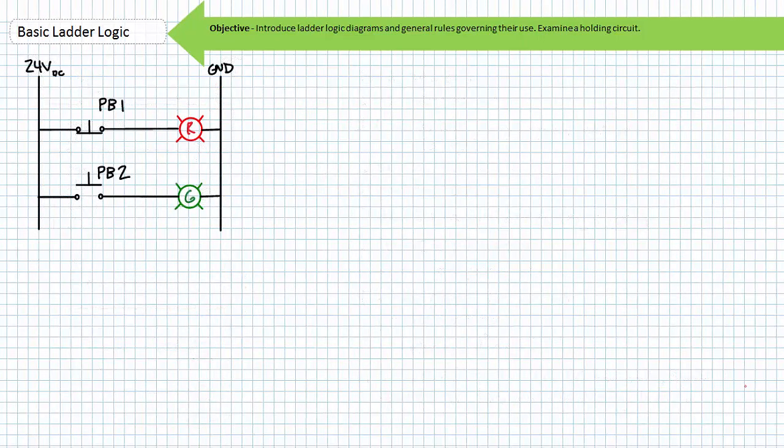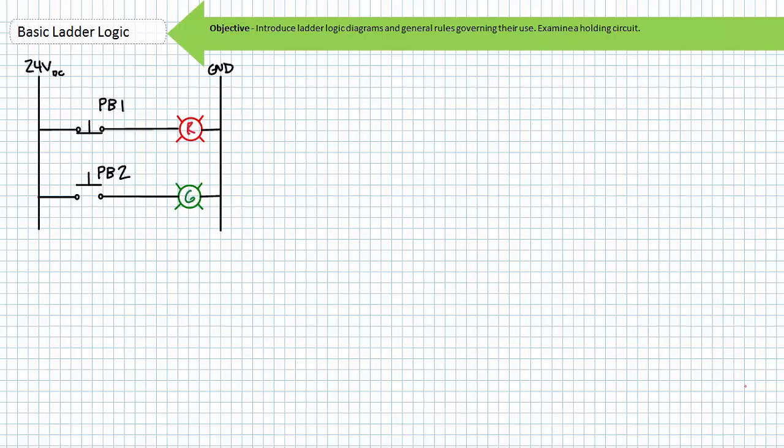Consider this simple ladder logic diagram consisting of two rungs. Rung 1 is composed of a series connection of a momentary normally closed push button 1 and a red pilot lamp. Rung 2 is composed of a series connection of a momentary normally open push button 2 and a green pilot lamp. Let's see if we can interpret the ladder logic diagram and predict its behavior using this simple rule.